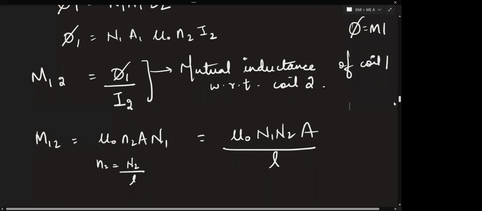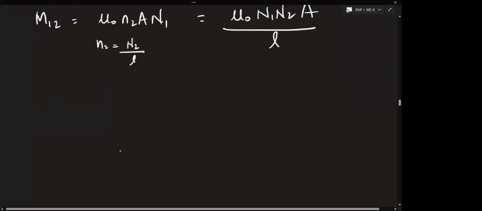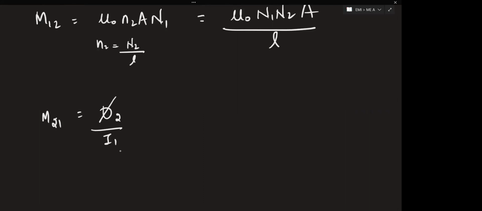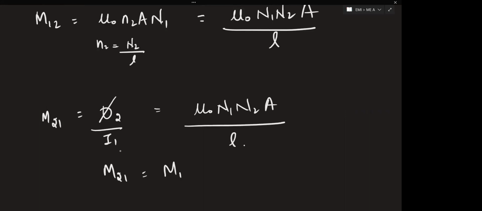Similarly, if you want to find out the mutual inductance of the second coil with respect to the first one, M21, then that will be phi 2 divided by I1. Same derivation you will perform. At the end you will get mu naught N1 N2 A divided by L, which will be the same. So you can even say M21 is equal to M12 actually. You can say it as M.